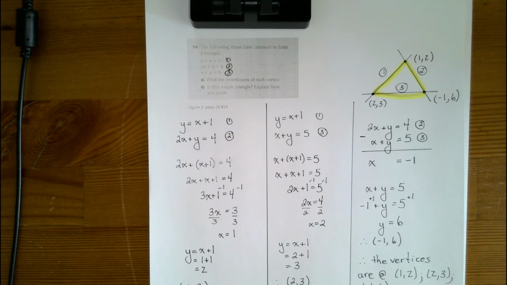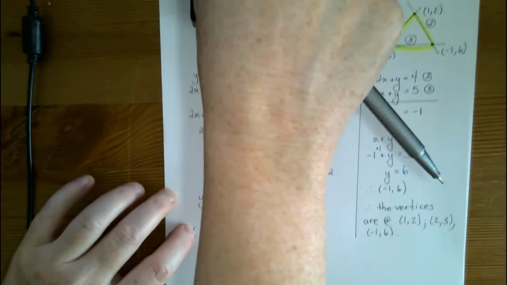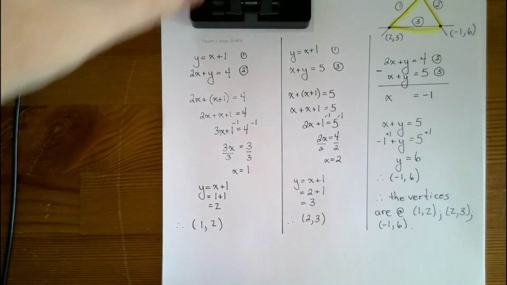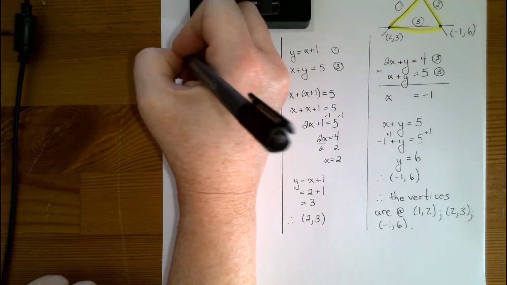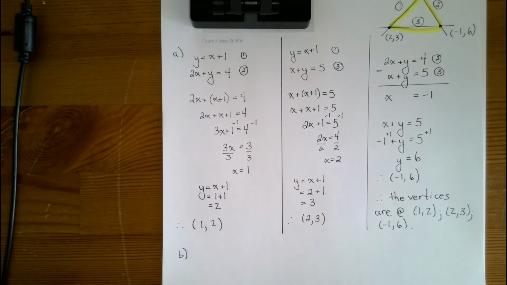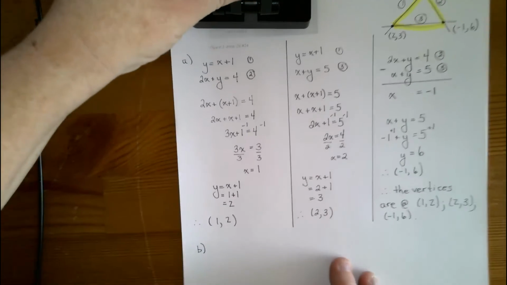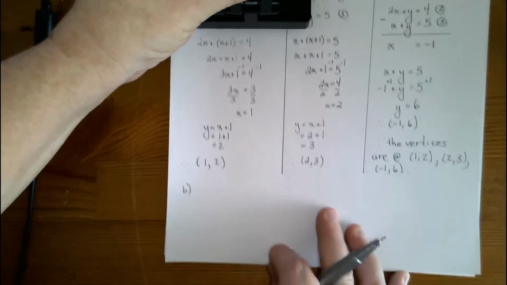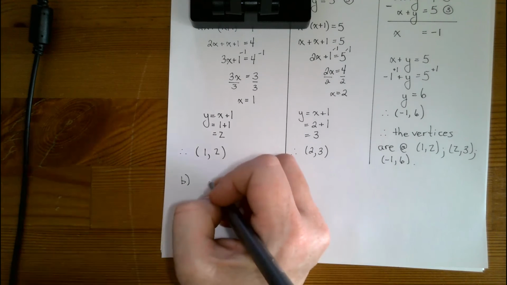And then part B just says, is this a right angle triangle? Explain how you know. So in order for it to be a right angle triangle, our slopes have to be negative reciprocals of each other. Okay? So all I'm going to do right now is I'm going to take my 3 equations. So let me just label this part A and this part B. Okay? And you can rearrange all of the equations to find the slope, right? So let me just write them all down again.